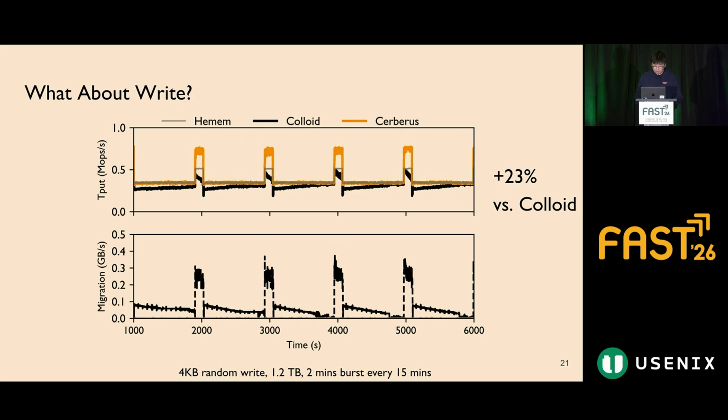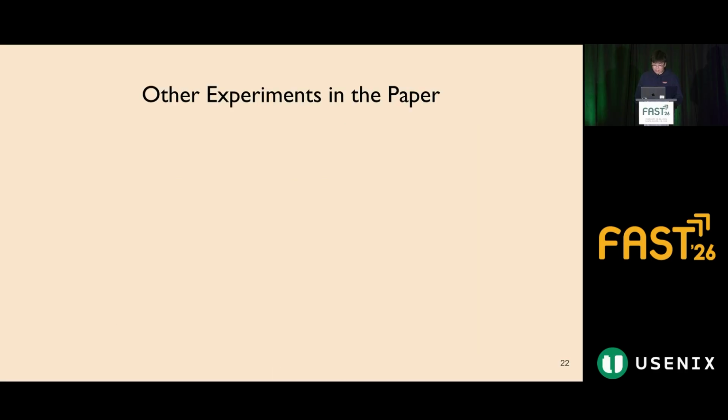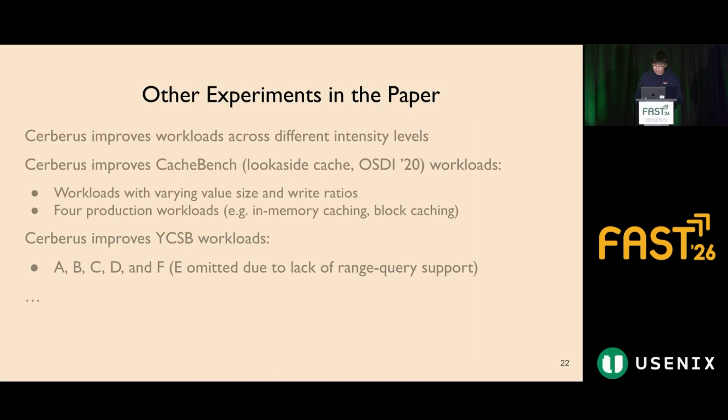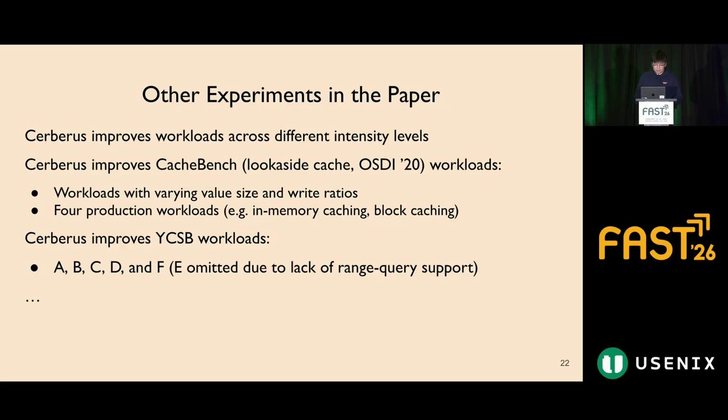And what about writes? We also have experiments for write-only workloads. We observe similar behavior of these 3 systems and see a 27% higher throughput from Cerberus compared to Colloid. And in the paper, we also have read-write mixed workloads. Besides these dynamic workloads, we also have experiments showing Cerberus improves workloads across different intensities. We also run Cerberus inside an end-to-end experiment with CacheBench, which is a CacheLib-side cache benchmark, with different value sizes and write ratios, and also for production workloads. And Cerberus also improves YCSB workloads.